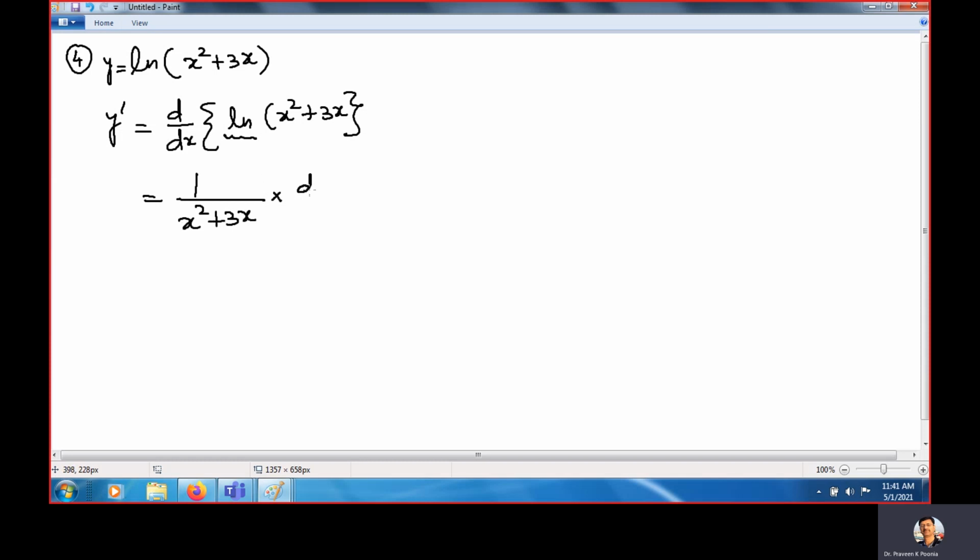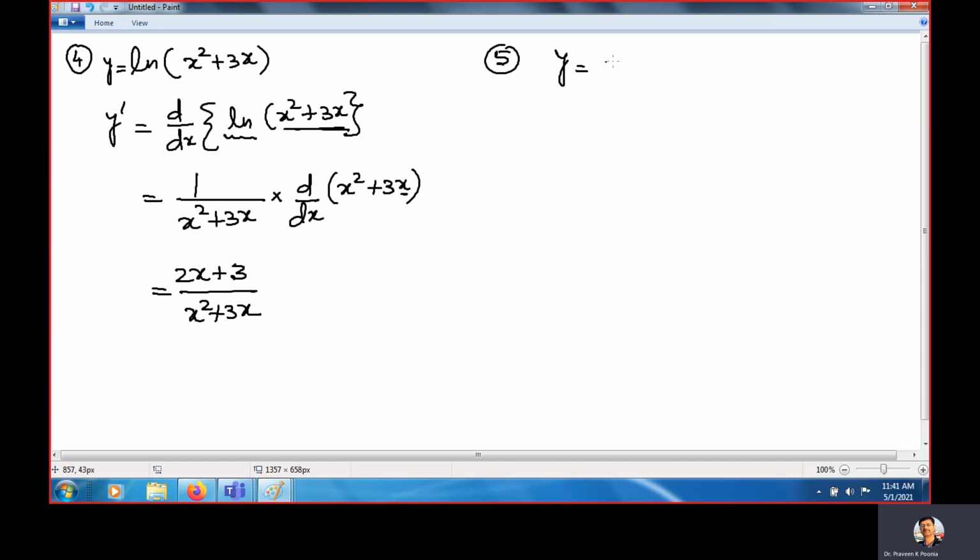Clear? Now differentiate, because it is different from x. If it is x, the answer is 1 upon x. But it is different from x, so we will differentiate this also. What is the differential of x power 2? 2x, 2 minus 1, it is 1. Plus 3, the differential of x is 1. So 2x plus 3 upon x square plus 3x. Class, this is how you can solve the question. Okay, let us take another question.